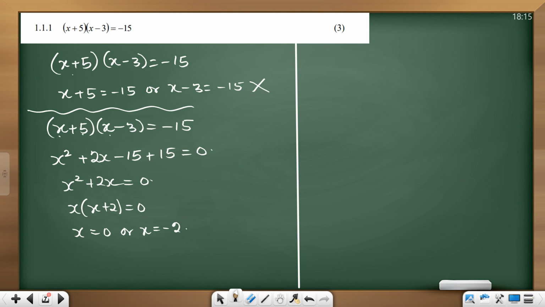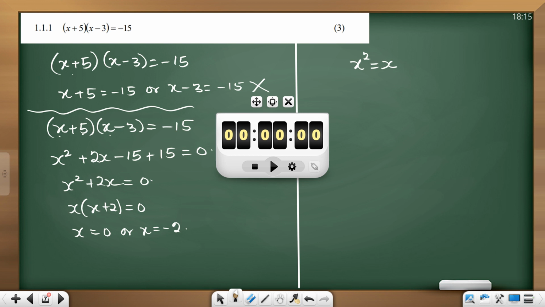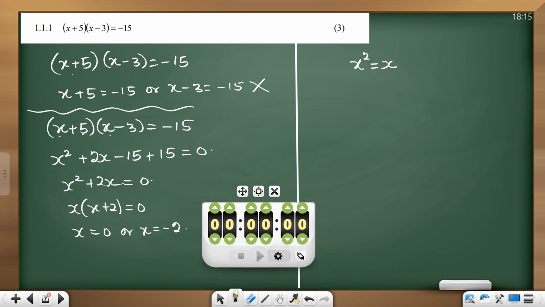Before we leave this page, because I'm done with question 1.1 and 1.2, please solve this for me. I'd like you to help me solve this. Find the value of x if x squared equals x. I'll give you 3 minutes. Solve for x. Please, I'd like everyone in the house to share answers with me on this.